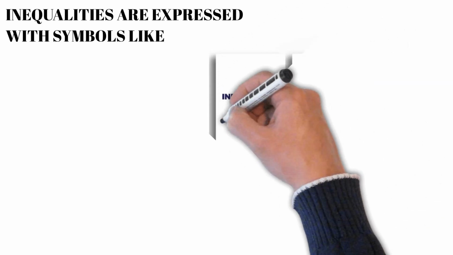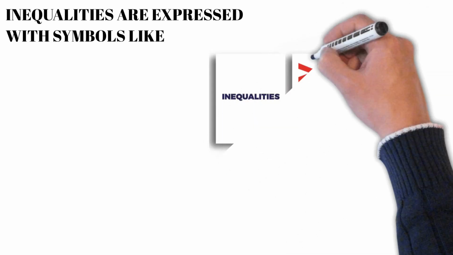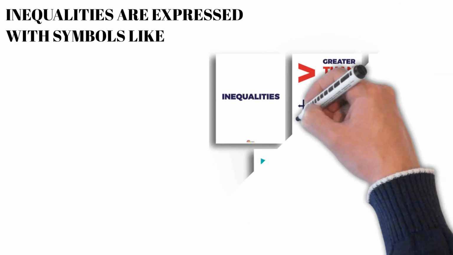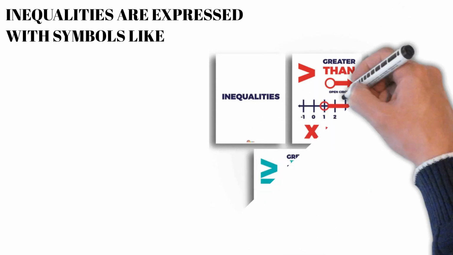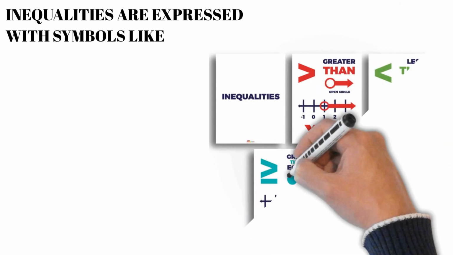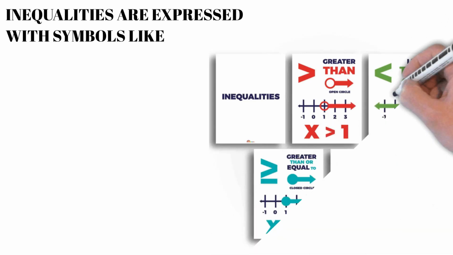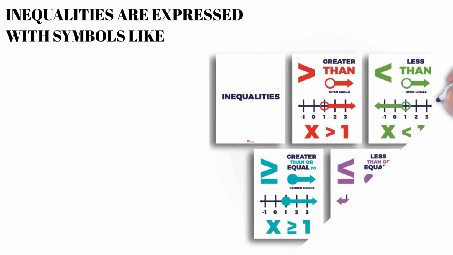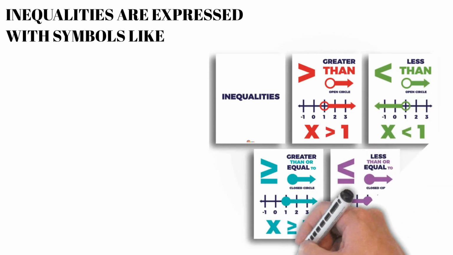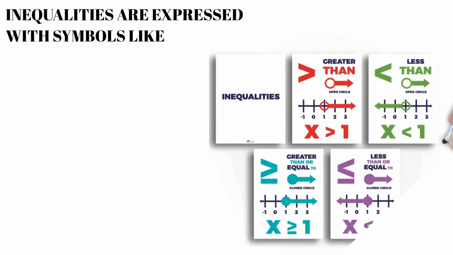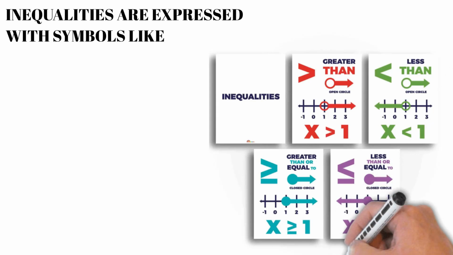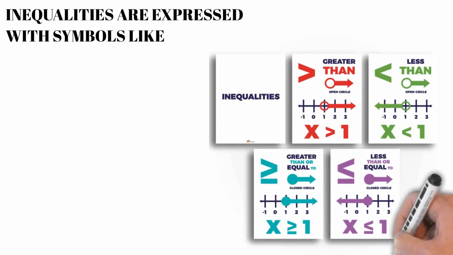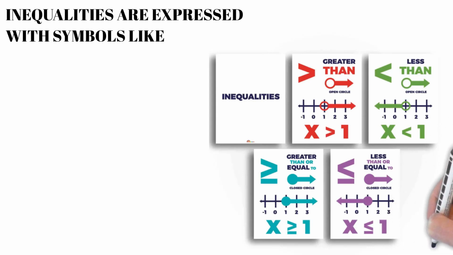On the number line, when you need to graph inequalities, greater than and less than have an open circle that starts from the boundary point. And then greater or equal to or less or equal to have a closed circle. The greater will move to your right and the lesser will move to the left.